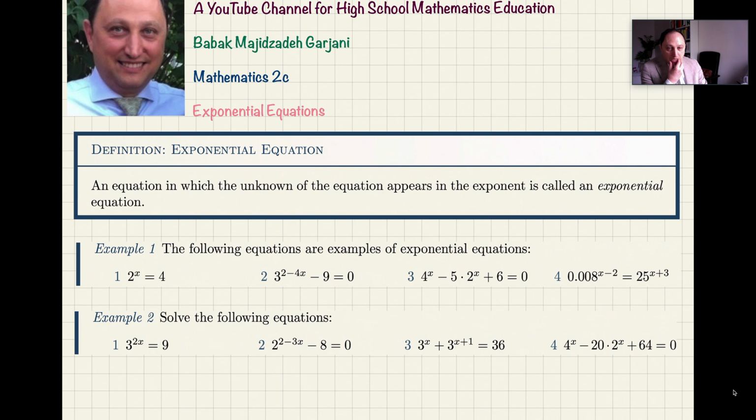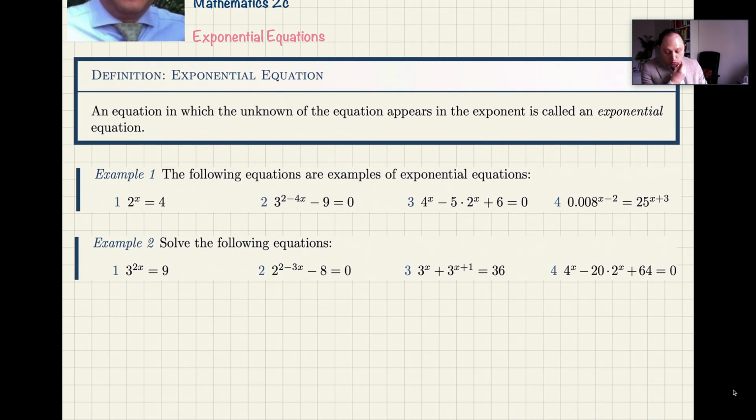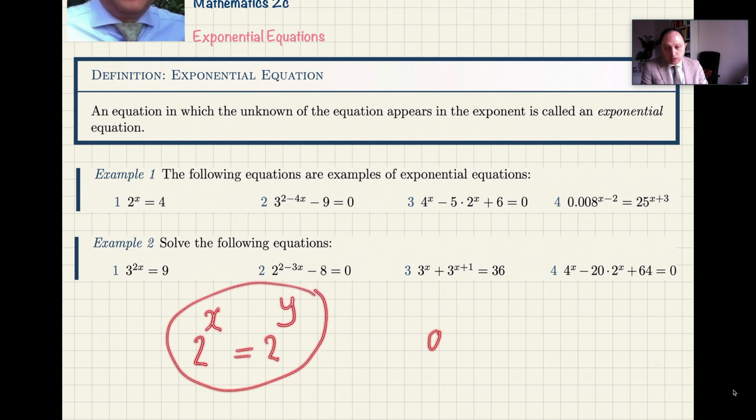Okay? But now the problem is how can we solve exponential equations? The point in this lesson is that I am just concentrating on those exponential equations that, if you want to solve them, you have to use this idea. If I tell you 2 to the power x is equal to 2 to the power y, what can you conclude about x and y?